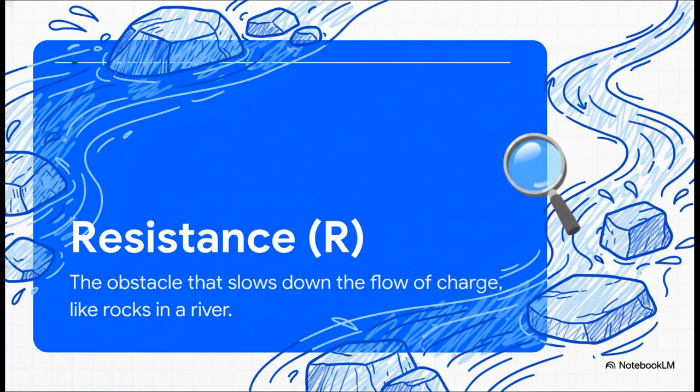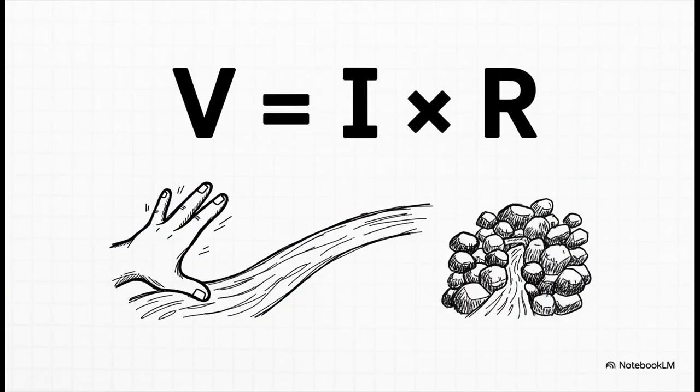But what happens if our river has lots of big rocks in it, or if it becomes very, very narrow? That's going to slow the water down, isn't it? Well, in our electric wire, this kind of obstacle is called resistance. It's anything that makes it harder for the current to flow easily. And this is where it all comes together. The beautiful, simple connection between our three friends, voltage, current, and resistance.